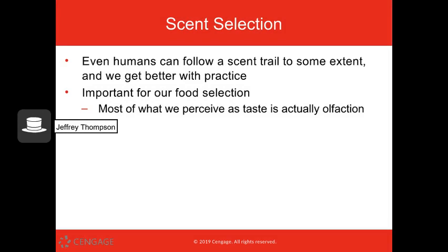Even though we tend to think that following a scent is an animal thing to do, we can actually learn to do this. We won't be as good as, say, a bloodhound, but we can get better with practice. Scent is important for our food selection. A lot of what we perceive as taste is actually olfaction. So if you are really congested, or if you just plugged your nose while you were eating, you'd notice that a lot of your perception of taste would be affected.